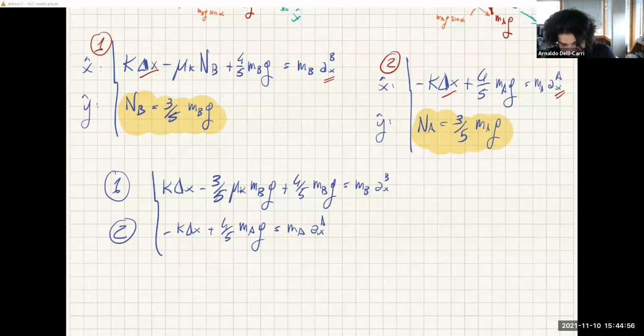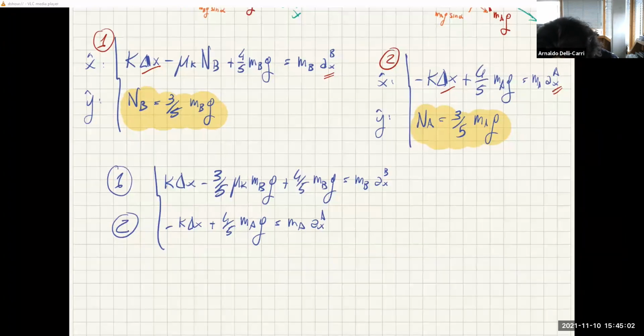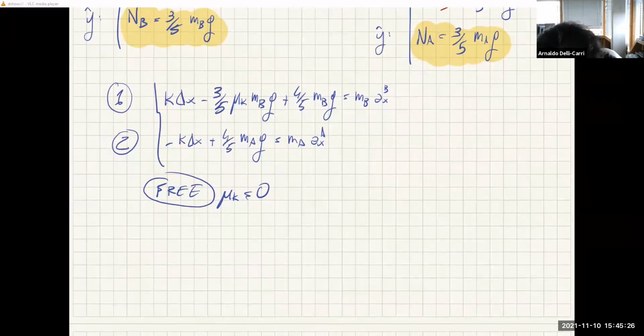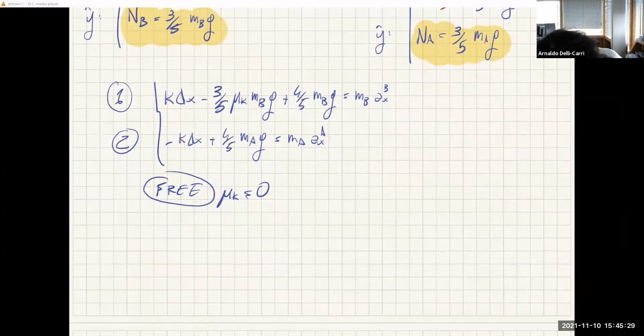Now, if you look at this, it's very easy to see that we can sum these two. So in the free case, mu k is 0. Remember, we have no friction, so this goes away completely. So in the free case, if I sum equation 1 and equation 2, let's see what happens.